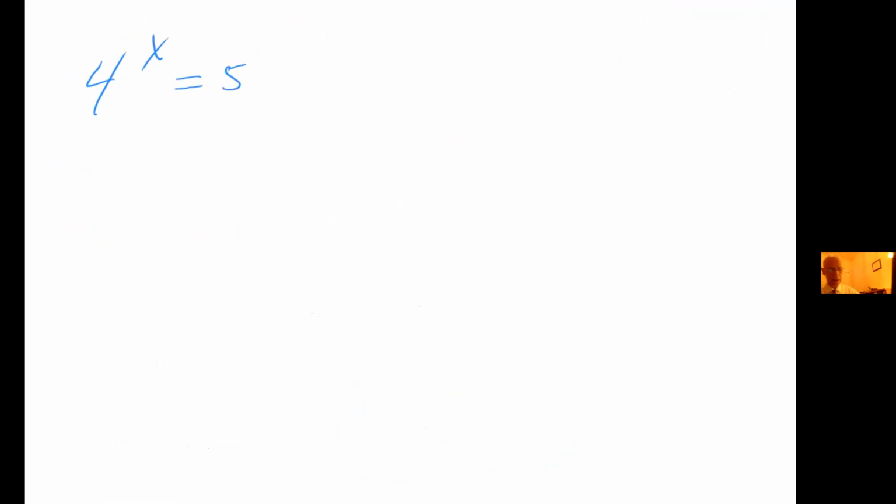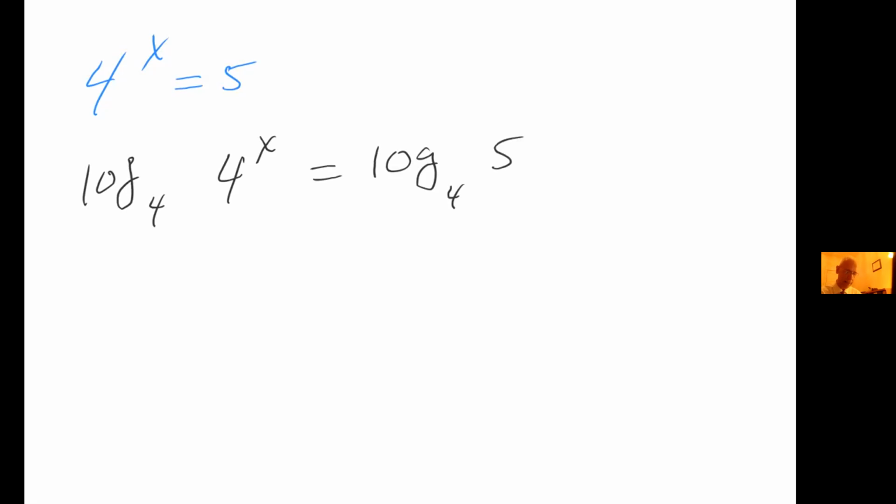So here I have several choices. For one thing, I can take log base 4 of both sides and say log base 4 of the left-hand side equals log base 4 of the right-hand side. And so we know that using laws of logarithm, this cancels out, and this x is going to be used as a coefficient. So I know x equals log base 4 of 5.